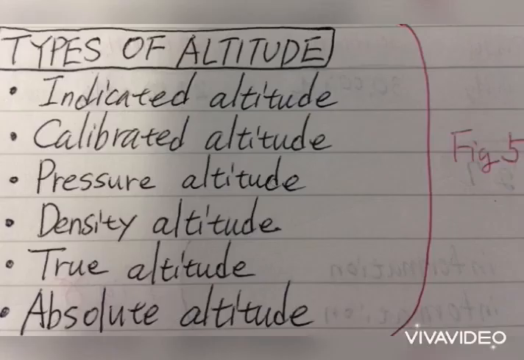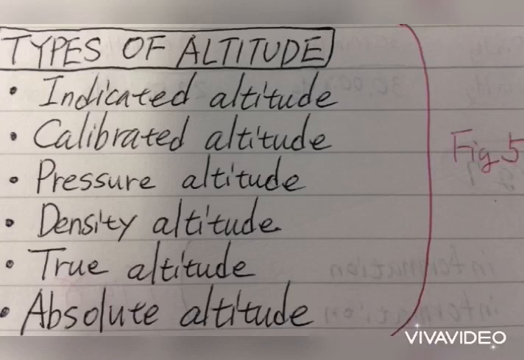There are several types of altitude: indicated altitude, calibrated altitude, pressure altitude, density altitude, true altitude. When you set the altimeter to the current altimeter setting, you can read indicated altitude from the altimeter. After you correct indicated altitude for instrument error, you will know calibrated altitude.